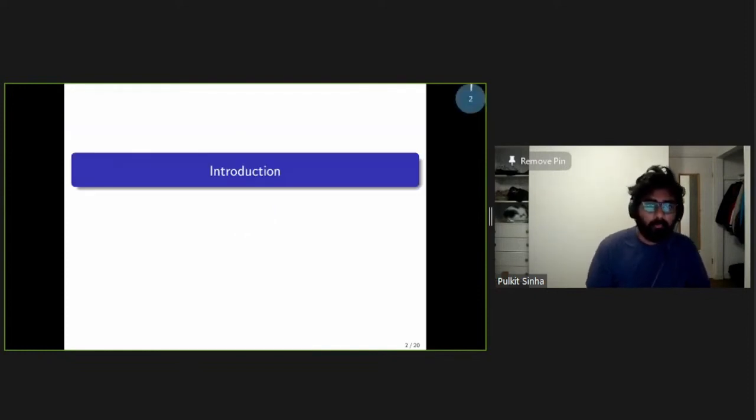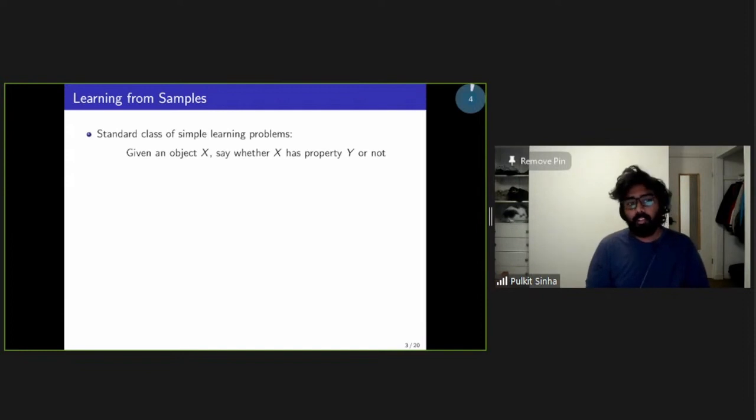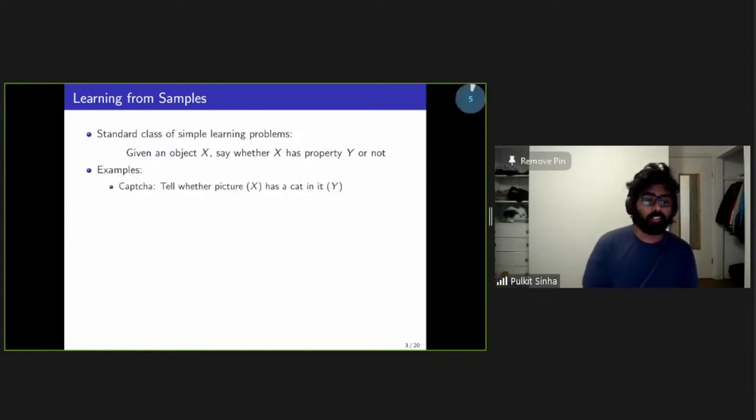Before talking about the work, let's talk about a few classical learning problems. Many problems in classical learning involve the simple structure of you being given an object X, and I ask you whether this object X has some binary property Y or not. A simple example of this is today's captchas. Typically, they ask you whether a given picture has a specific object, let's say a cat in it. Here, the picture is the object X, and the property of having a cat in it is Y.